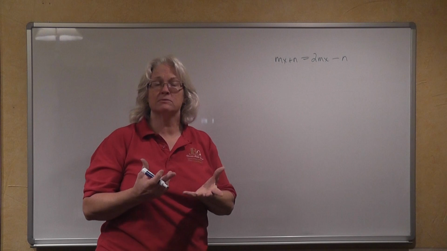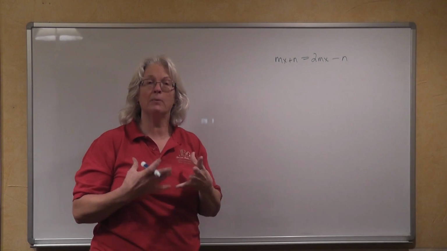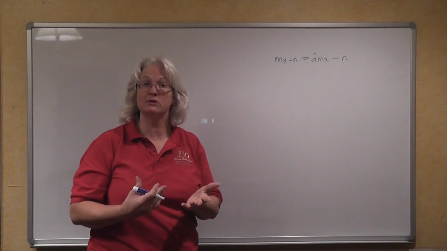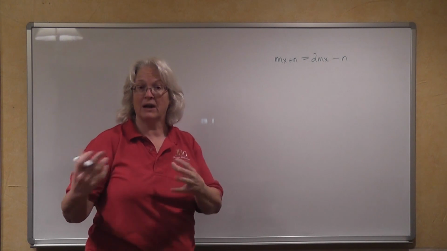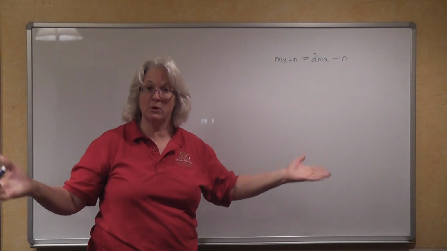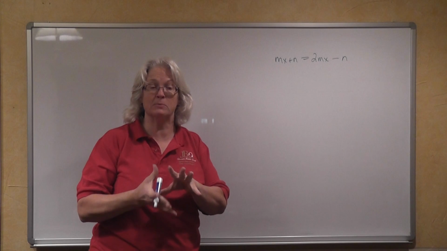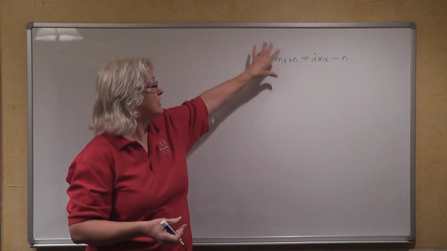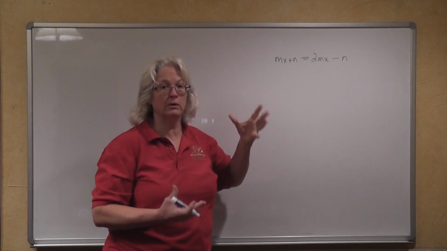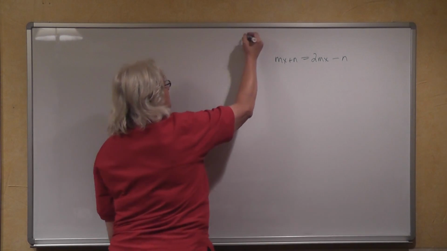They're variables instead of numbers, but the properties are the same, where you use inverse operations, where you can add or subtract, multiply or divide on both sides of the equation to keep things in balance. It's the same properties here. What were we going to do on this one? They wanted to solve for x.